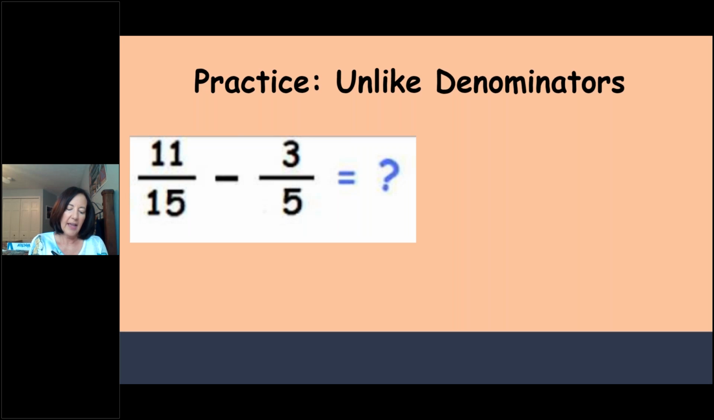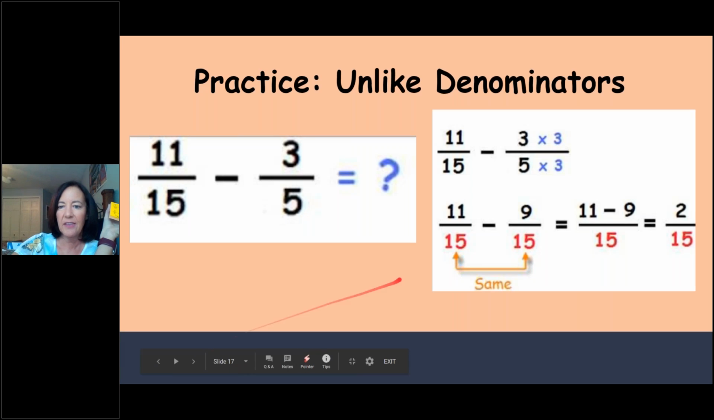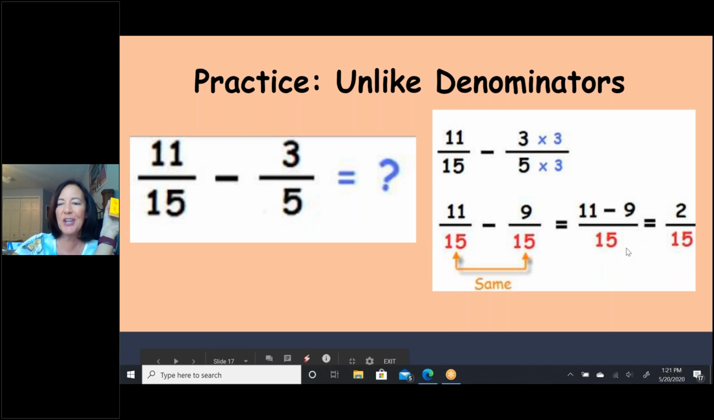Correct. And I usually, for my students, I'll write it like that to show that if 5 was multiplied by 3 to get to the 15, you're going to have to do the same thing on the top. And so 9/15 is correct. So now we're going to subtract 11/15 minus 9/15. What would that be? 2/15. That is it. Nice job. Thanks.